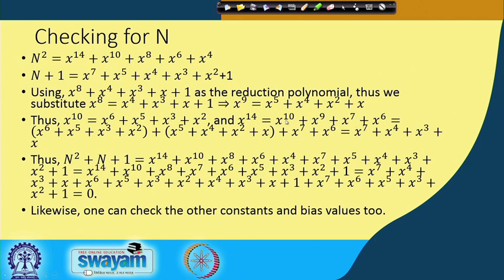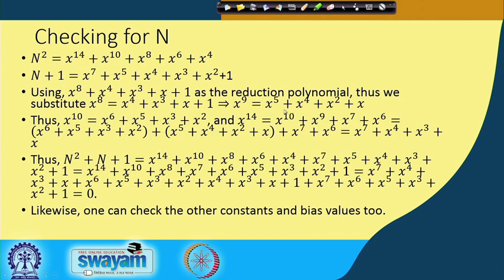Okay. So, note that when you are doing these operations, I am always reducing via this polynomial. This is my irreducible polynomial which I am using to take modulo operations. Therefore, when I want to reduce x to the power of 10, I will plug in this elaboration of x to the power of 10, that is x to the power of 6 plus x to the power of 5 plus x to the power of 3 plus x square.